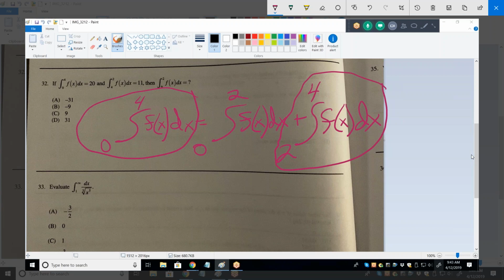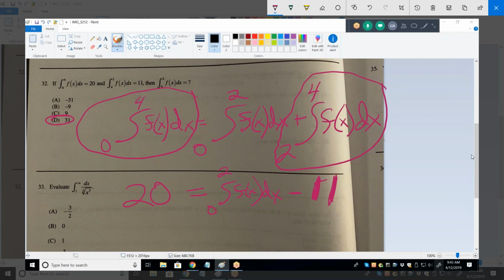So another way I could write the right side, let's write the left side, 20 equals, from 0 to 2 is what we're trying to solve for. Instead of plus, I'm going to put a minus. When you switch the limits of integration, you merely add a negative sign in front. In other words, from 2 to 4 is the negative of from 4 to 2. Okay. So, and they've given us this. This is 11. So, what's the answer? 31. Uh-huh. And that's the way you do those.